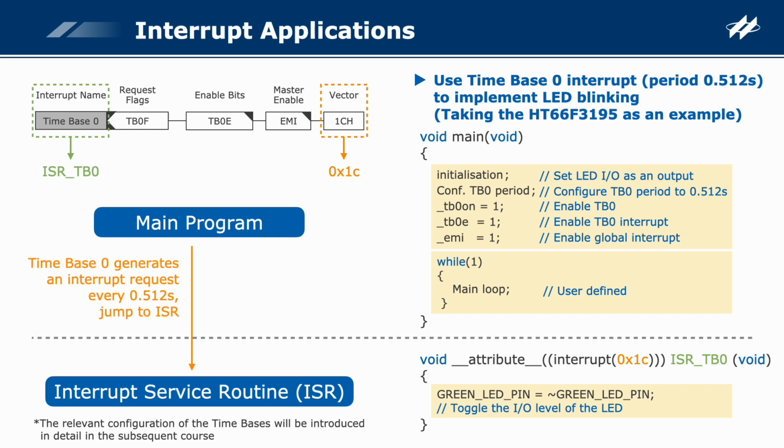When the MCU is running, time base 0 triggers an interrupt every 0.512 seconds, and the MCU jumps to the interrupt service routine to change the status of the LED. When the interrupt is completed, the MCU returns to the main program to continue execution. Then repeat to implement the LED blinking effect.